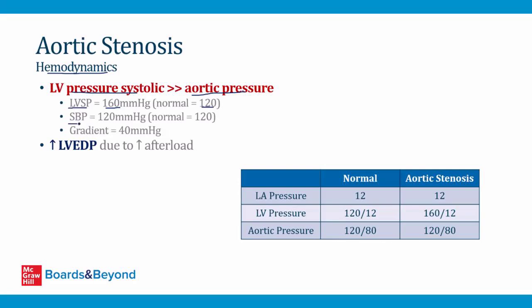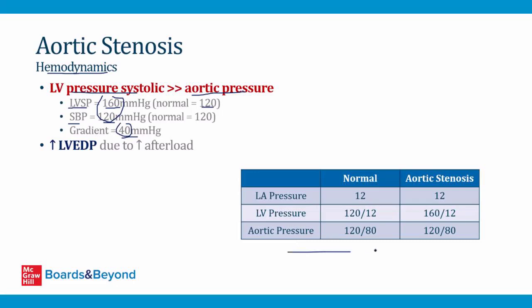Then the systolic blood pressure could be normal at 120, but this will create a gradient in systole of 40 millimeters, and that gradient of 40 millimeters is caused by the stiff aortic valve. The stiffer the valve, the higher the gradient. Mild aortic stenosis might have a gradient of 10 millimeters. Severe aortic stenosis could have 40, 50, or 60 millimeters of a gradient.